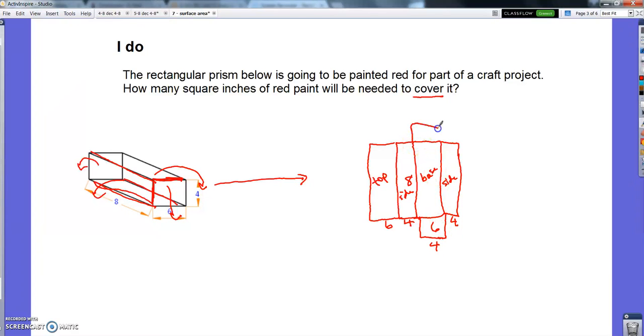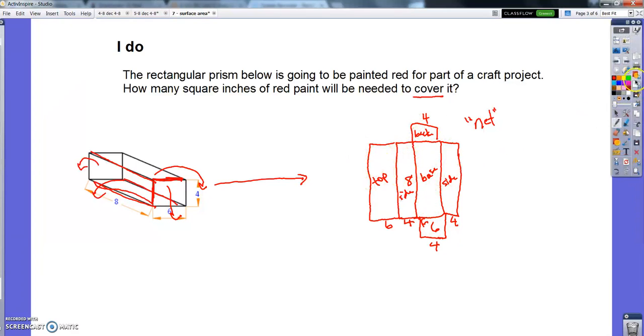And 1 here. Back, front. And that's something we call the net. I don't know where that term came from. That's the net of this figure. And we do that because it makes it easier to find the surface area. Now I can easily find the area of this rectangle, of this rectangle, of this rectangle, of this rectangle, of this rectangle, of this rectangle.